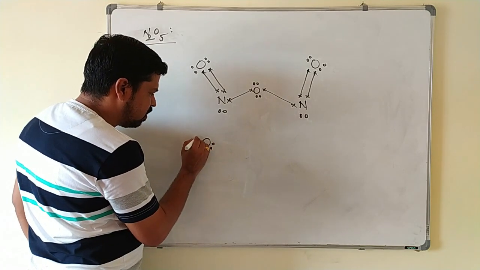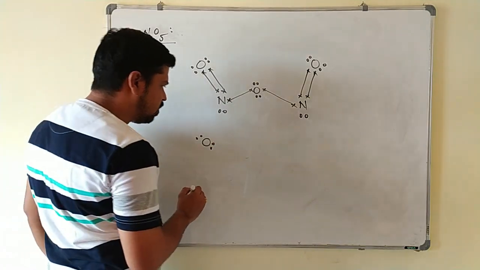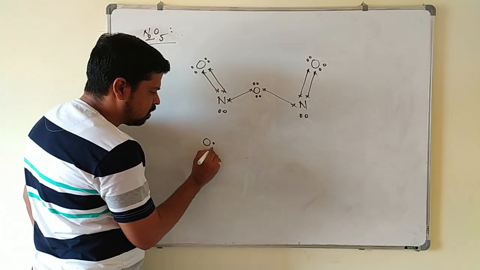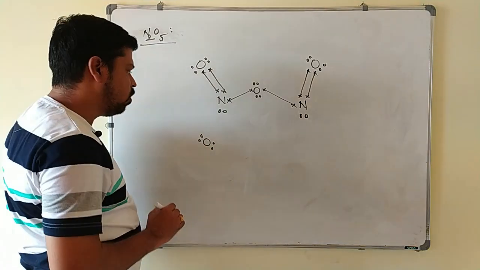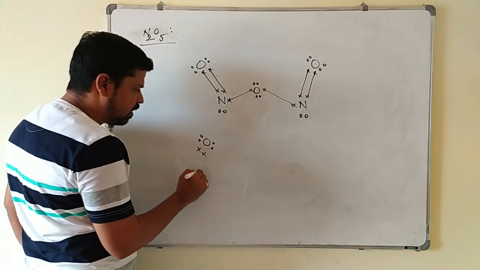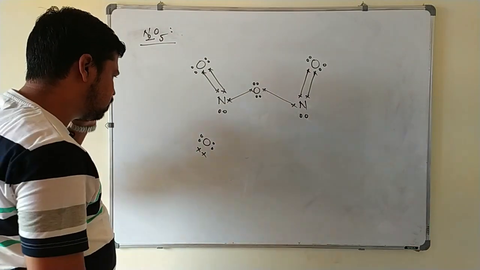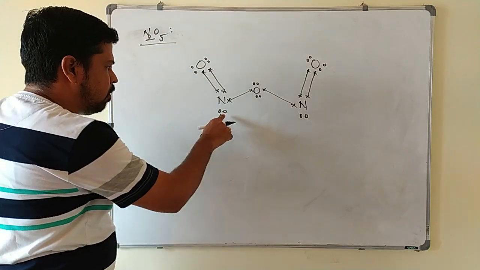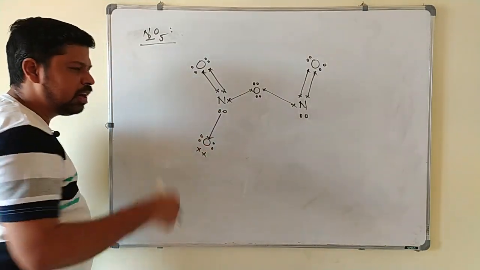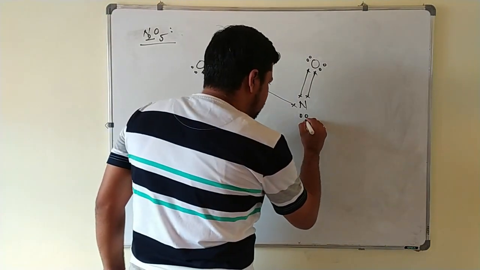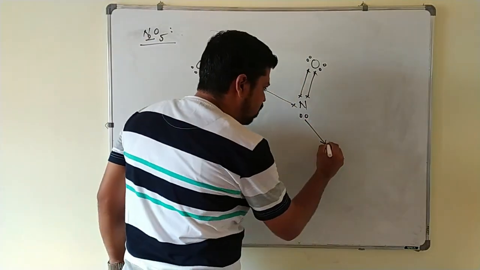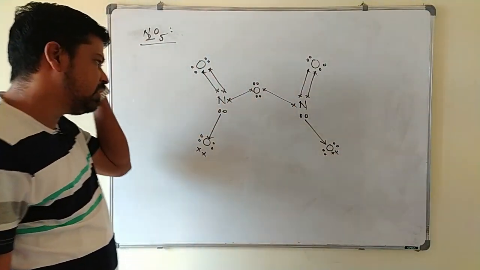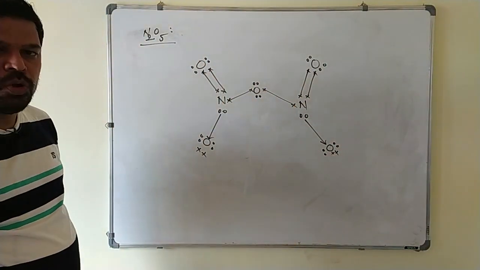This has 4 lone pairs of electrons. This oxygen has 2 lone pairs of electrons and 2 unpaired electrons. It is 2 electrons short of an octet, so it will accept 2 electrons to complete the octet. By using this lone pair of electrons, one coordinate bond is formed towards the oxygen. By using this lone pair of electrons, another coordinate bond is formed towards another oxygen. So this is the structure of N2O5.